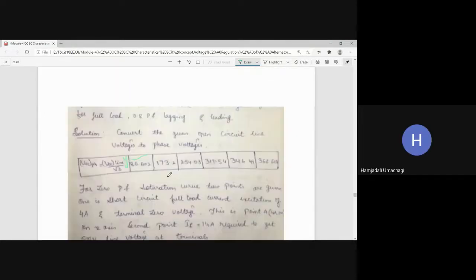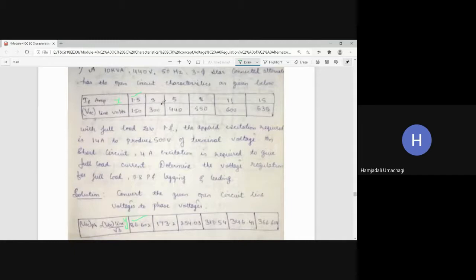Yes, sir. Then similarly, the second point. You should take phase voltage and field current. Don't take the line voltage. The next excitation is 3 ampere, and the voltage is 173.2. For 3 ampere, 173.2 means somewhere here. So this is my second point. Are you understanding, all of you?